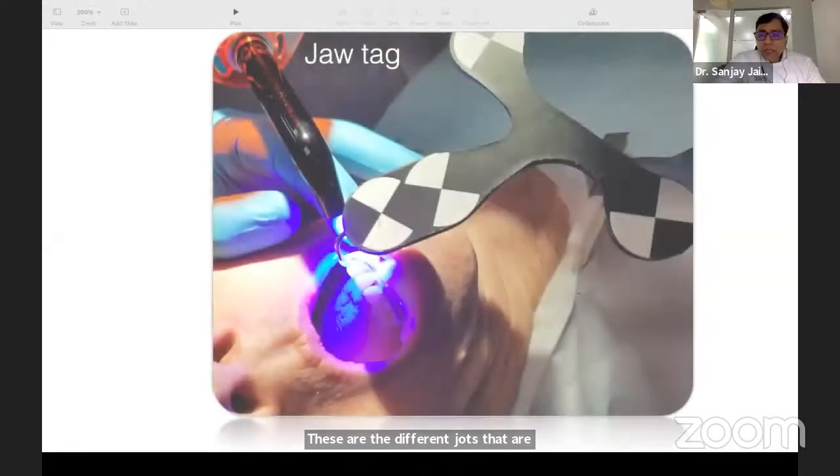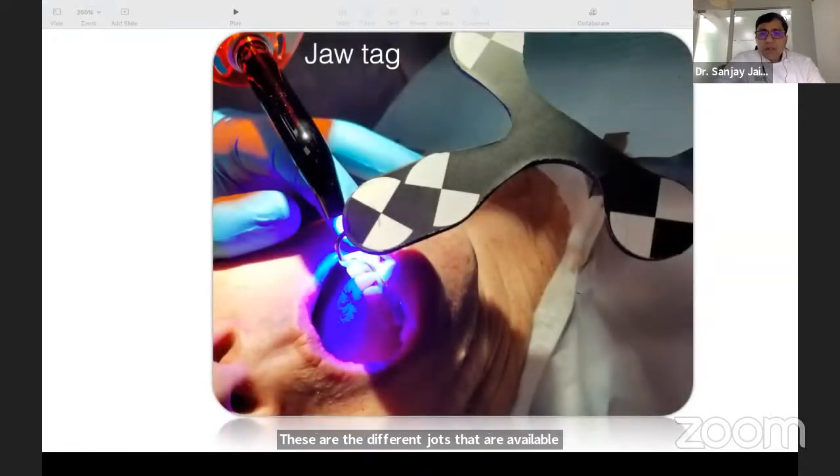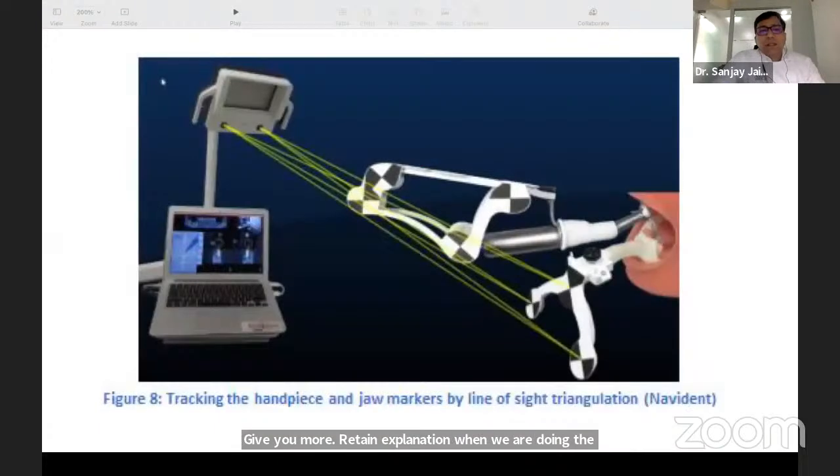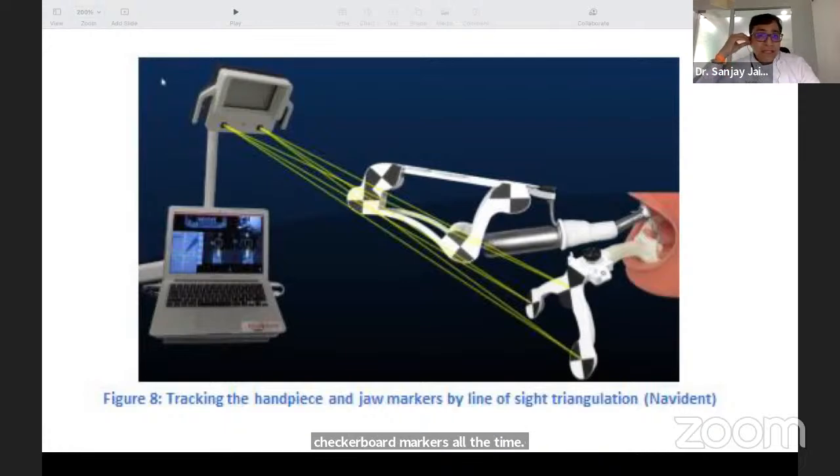Now I'm going at a little speed so that I can give you a more detailed explanation when we are doing the clinical cases and you have a clear idea of what this is. This is an important slide, and I want you to understand how this helps. You saw the 2 stereoscopic cameras on the Navident machine. The camera box has 2 stereoscopic cameras, and they are detecting these black and white checkerboard markers all the time.